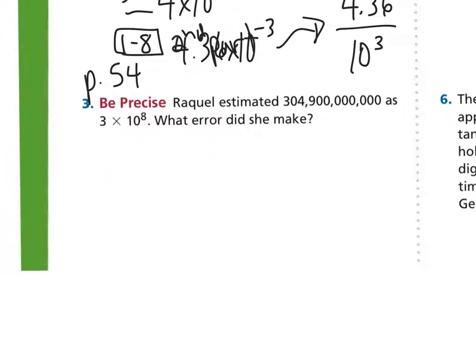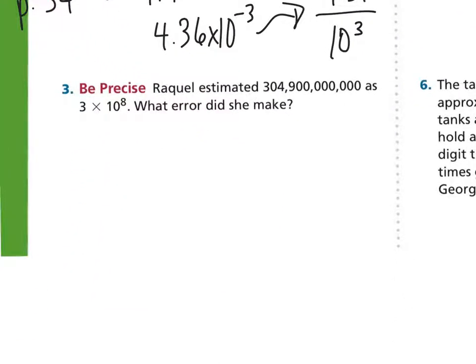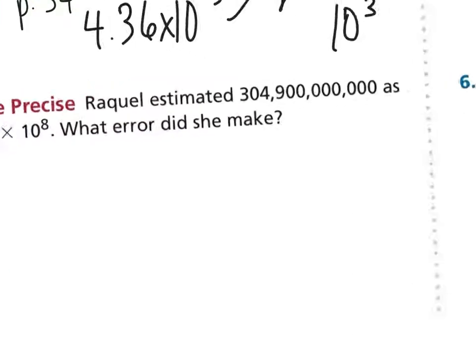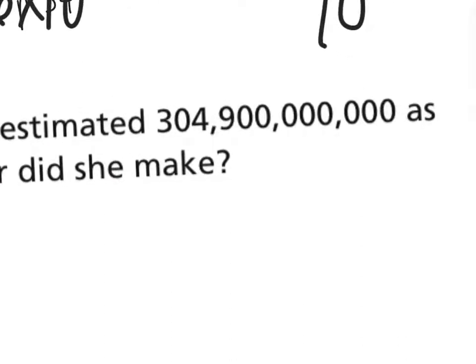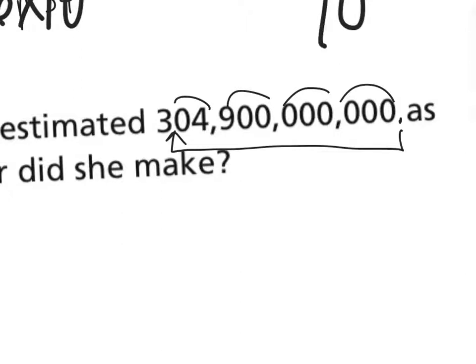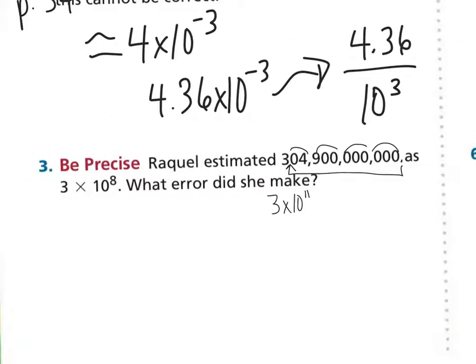If we look at number 3, Raquel estimated that number as 3 times 10 to the 8th. What error did she make? What we're going to do is just look at where the decimal would start, after the last digit. If we move it right after the 3, 6, 9, 11. That moved 11 places. So that should have been 3 times 10 to the 11th power instead of 3 times 10 to the 8th power. Okay, so we could just say she had the wrong exponent. It should have been 3 times 10 to the 11th power.